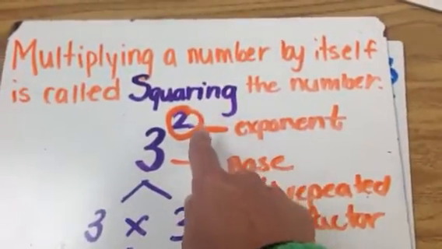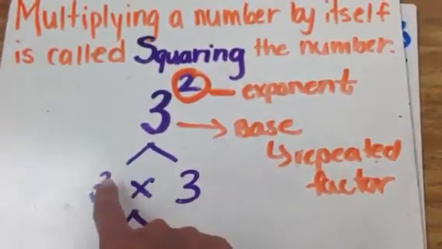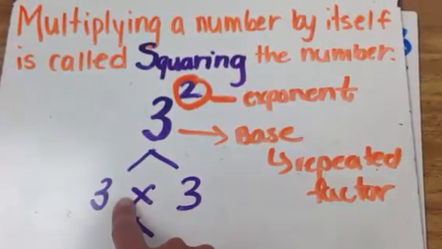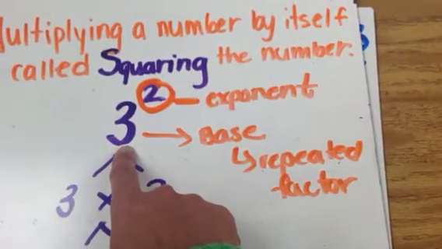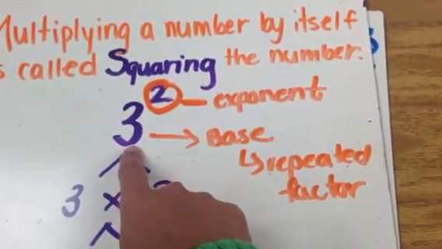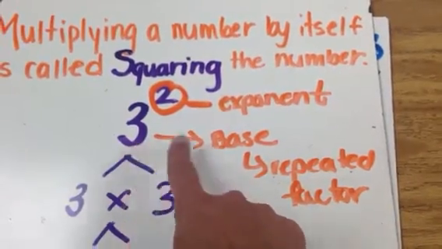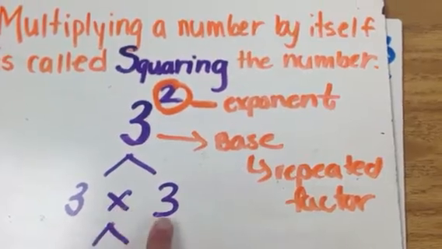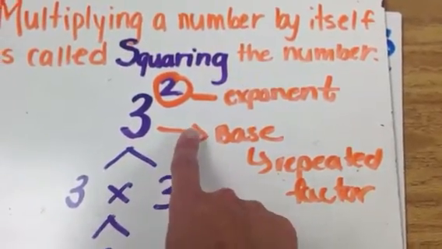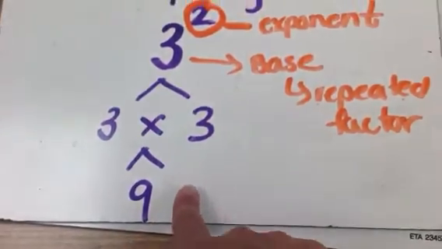2 is the exponent because there are 2 3's and they're multiplied by each other. 3 is called the base. It is the repeated factor. So it is the number that is repeated, and it's a factor because we are multiplying. So 3 times 3, or 3 squared, equals 9.